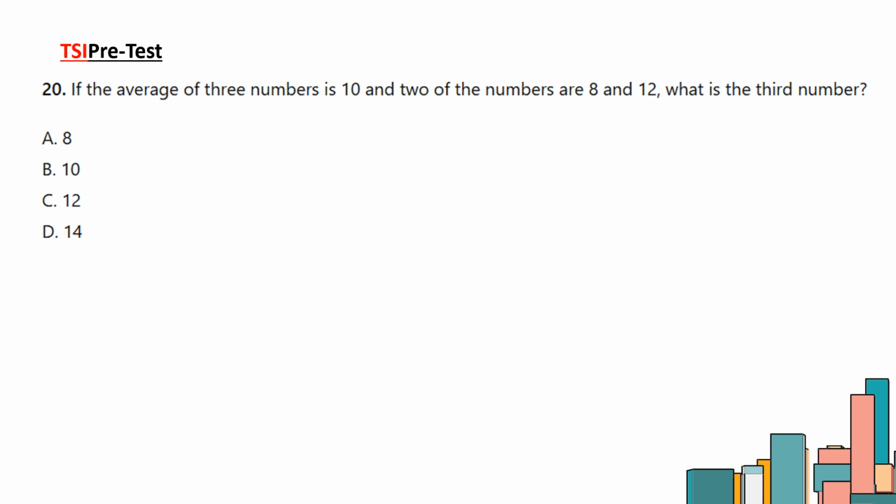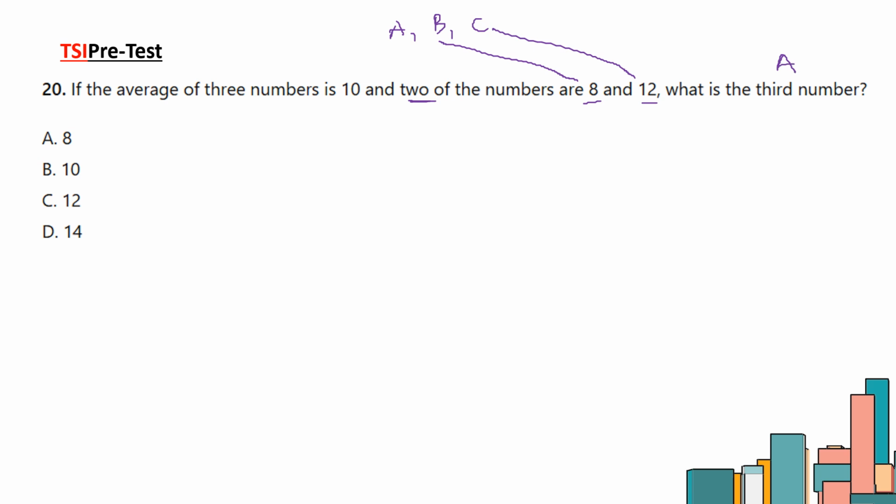Question number 20. If the average of 3 numbers is 10 and 2 of the numbers are 8 and 12, what is the third number? So we know that we have to add the numbers, right? Let's call the three numbers A, B, and C. Let's say B is 8, C is 12. The third number is A.